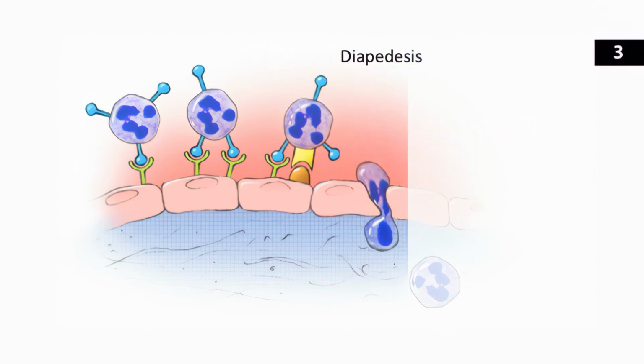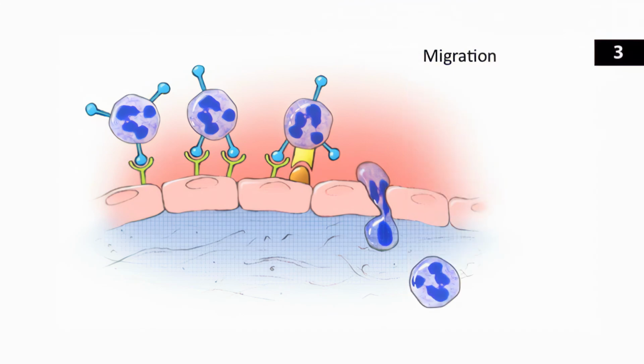Step 3 is diapedesis. So this is where the leukocyte works its way between endothelial cells and escapes the blood vessel. Now PECAM1 is the molecule involved here. PECAM1 is found on the intercellular junctions between endothelial cells and also on the neutrophils and monocytes and even platelets. And then step 4 is migration, where the leukocyte travels through the interstitium to wherever it needs to go, so the site of injury or inflammation.